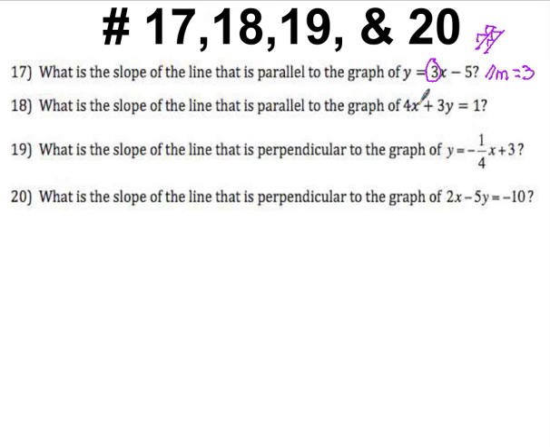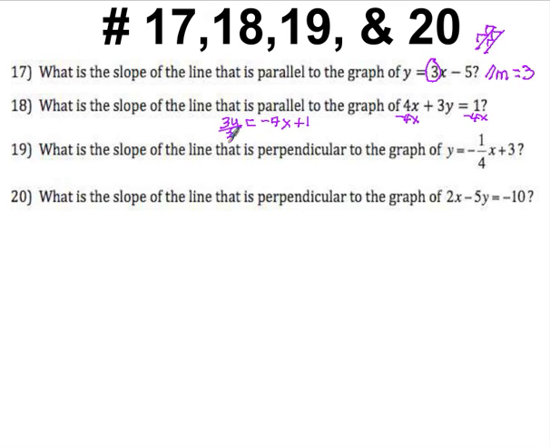18, what is the slope of the line that is parallel to the graph of 4x plus 3y equals 1? Please do not make the mistake of pulling this 4 off and saying that it is the slope. This is not in slope-intercept or point-slope form. This is in standard. If you hear the word standard, there's no slope in standard. So I have to solve for the slope. So I'm going to subtract 4x from both sides. And I get 3y equals -4x plus 1.